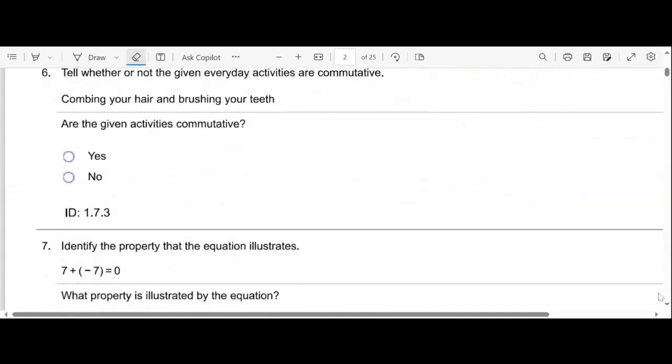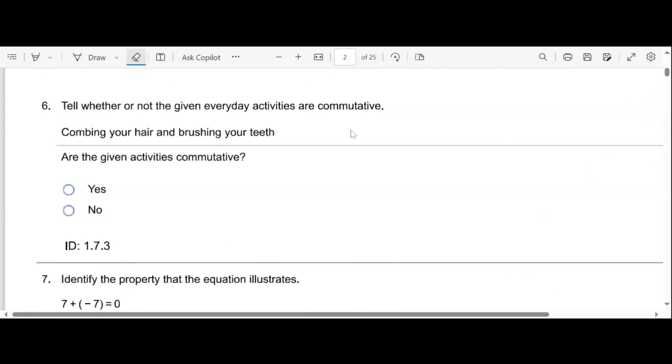Tell whether or not the given everyday activities are commutative. What does commutative mean? If I say A plus B, it's the same thing as saying B plus A. Combing your hair and brushing your teeth. Can I do this first and this second? Yes. So it's commutative. Okay.